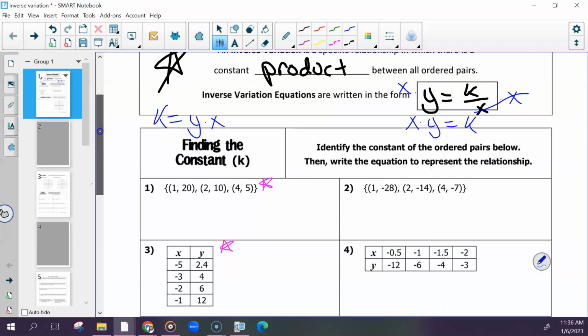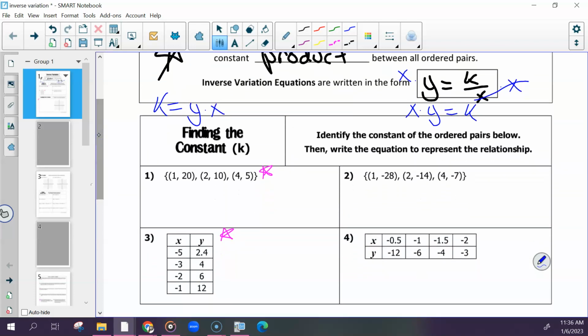So let's use that information to find our k value. Starting with number 1, if we are multiplying y and x together, multiply 1 and 20, 2 and 10, and 4 and 5, and see what that value is. Just like direct, your k value has to be the same for all of them. If it's not, then it's not your k value.